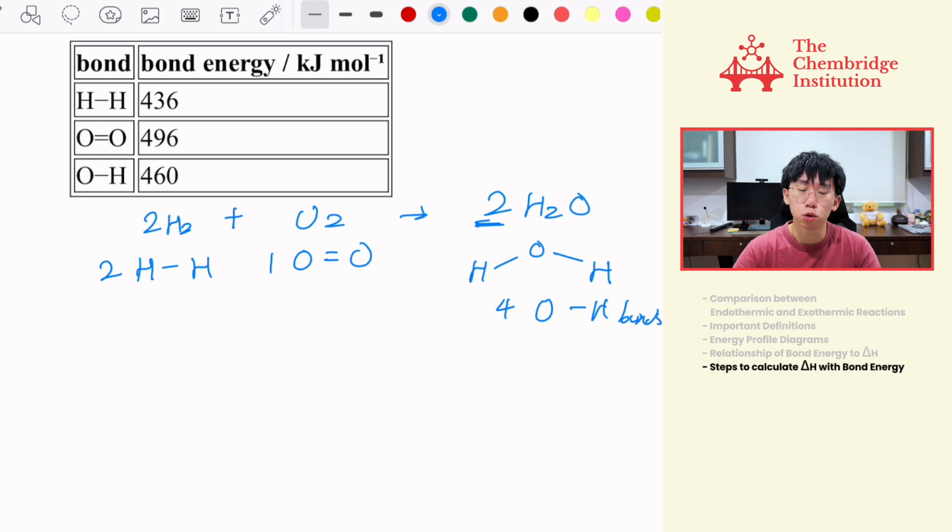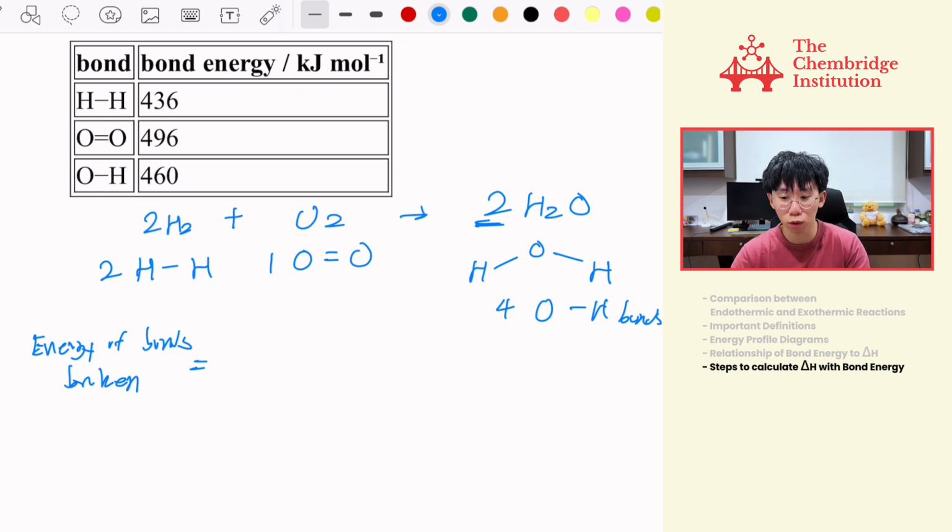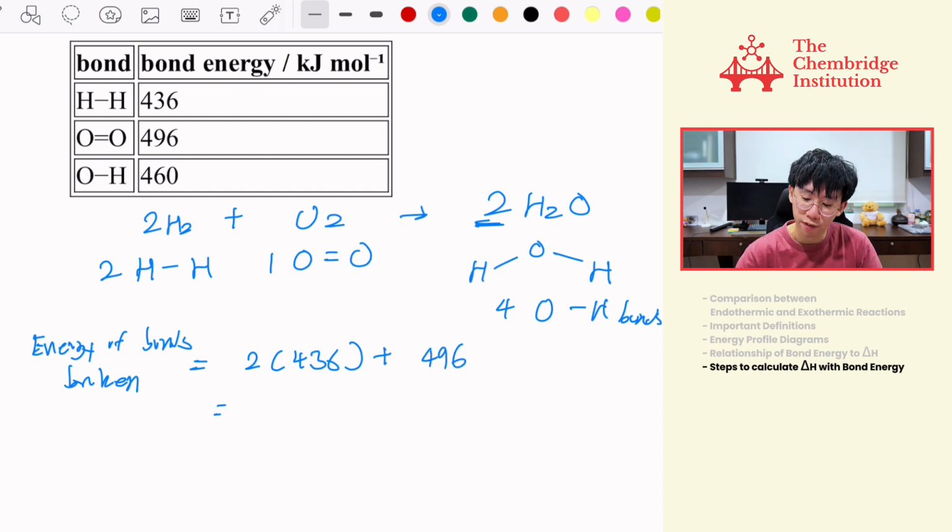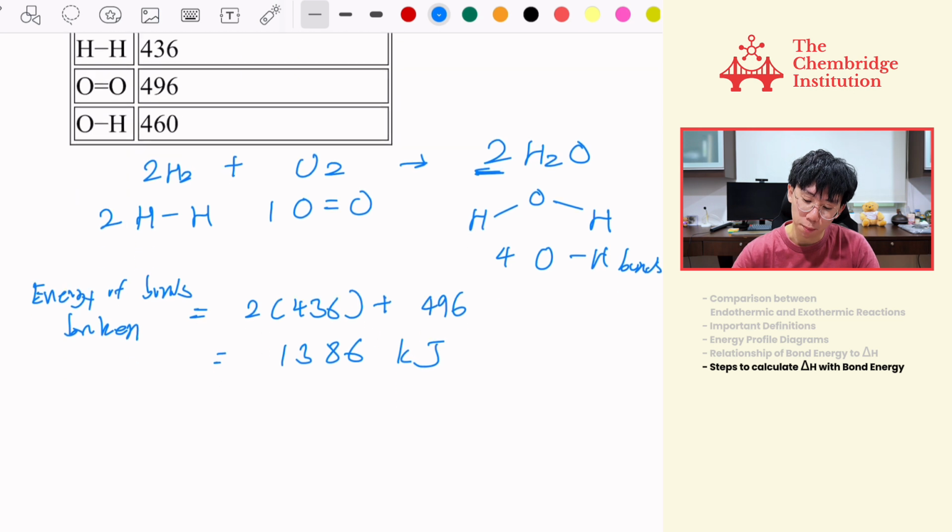Then you're going to calculate the energy of the bonds broken first. So here I'll put a label over here. So energy of bonds broken equals to, so we have 2 H-H bonds and 1 O double bond O. So it's actually 2 times 436 plus 496. So if you do the calculation properly, you should get a value of 1386 kilojoules.